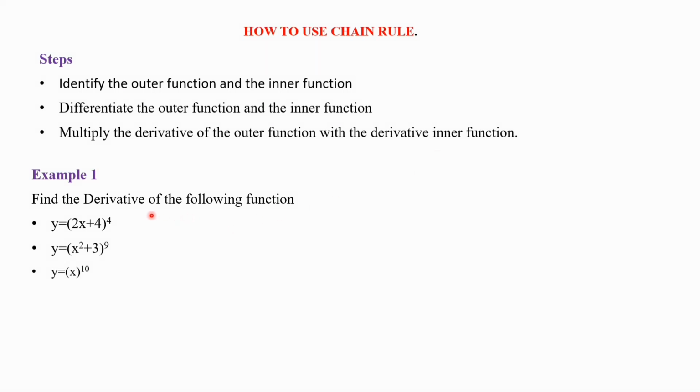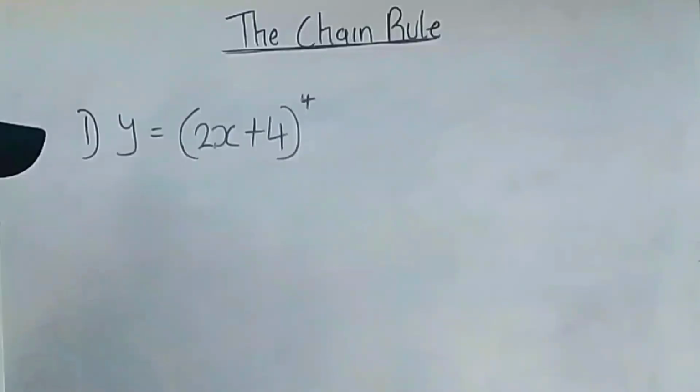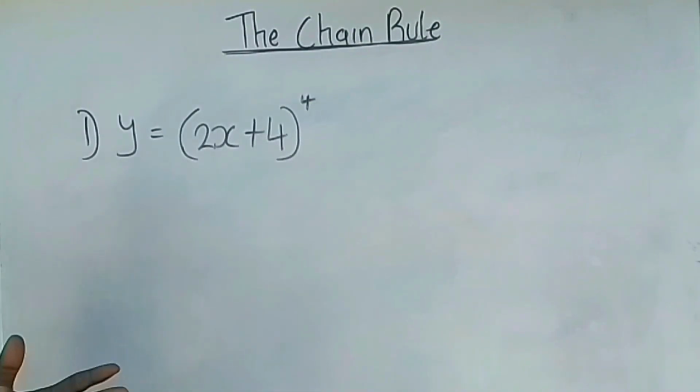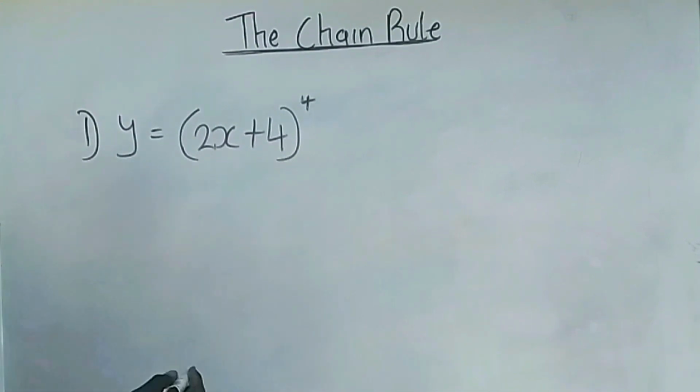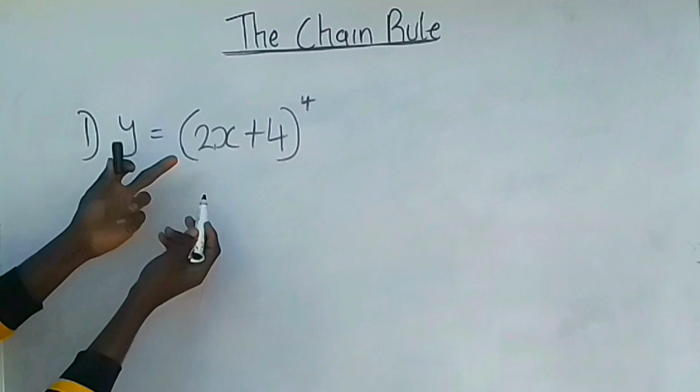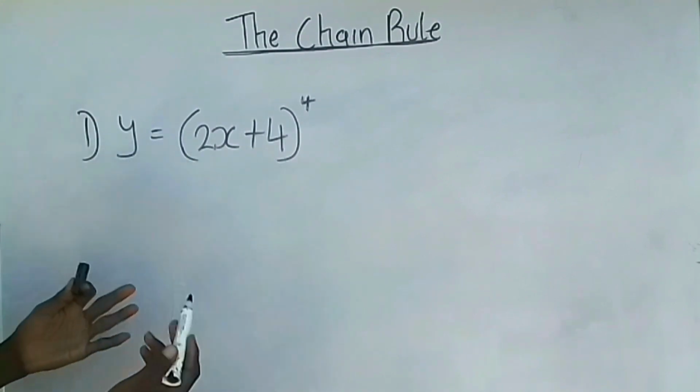Find the derivative of the following function. y is equals to 2x plus 4 raised to the power of 4. To solve this question, the first step is to identify the outer function and the inner function. Now in that case, I will let this be the inner function. 2x plus 4 is the inner function.